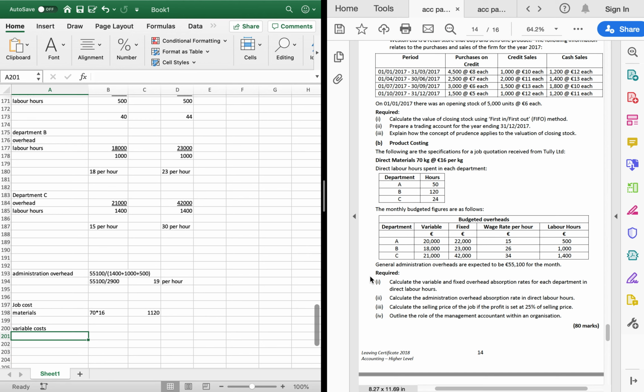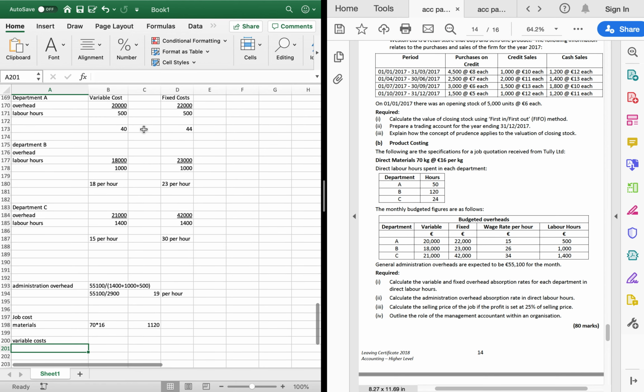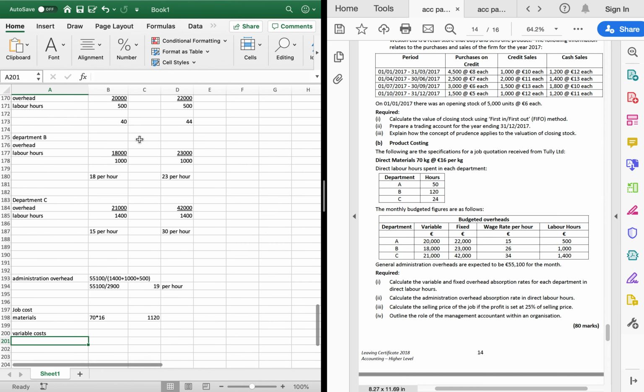So our variable costs are cost per hour. We worked them out earlier on for department A to be 40 and 44, depending: variable cost of 40, for fixed of 44. So the variable cost is the number of hours for department A, which is 50. So we're going to multiply 50 by 40. So 50 by 40 is 2,000.